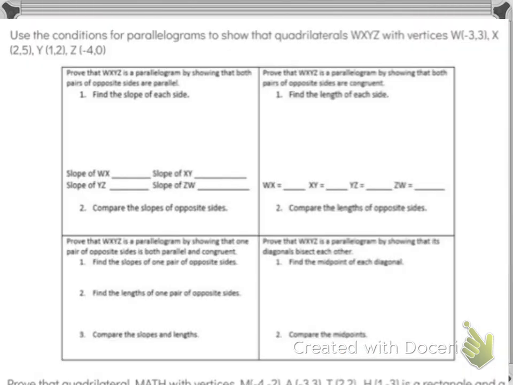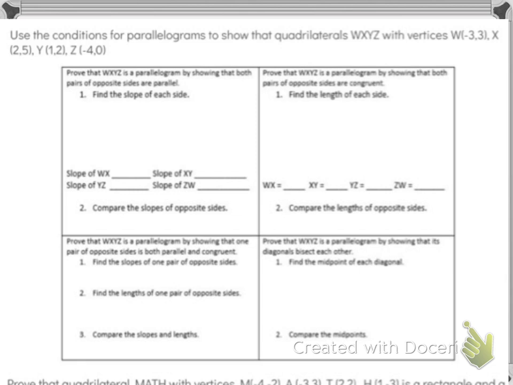So let's go ahead and look at these examples right here. And this is a little bit closer to what you're going to get, okay? Use the conditions for parallelograms to show that the quadrilateral WXYZ with vertices W, X, Y, and Z is a parallelogram, okay? So we're going to prove that it's a parallelogram by using our different methods, okay? I'm not really going to stop you here to explain them. I'm hoping that you're going to take the time to do this by yourself. So I would just pause right here and make sure to try to work these by yourself and that you can do them.